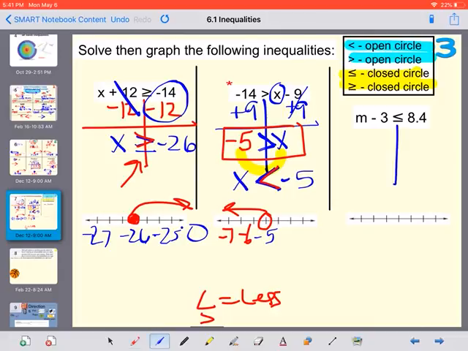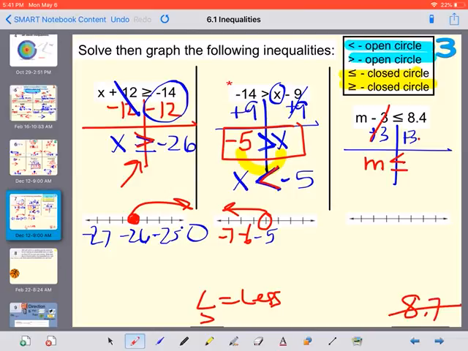All right, last one on this slide. I'm going to add 3 to both sides. 3 minus 3 is 0. So we have m is less than or equal to. Now be careful. If you put 8.7, that's wrong. You need to line up your decimals. This is really 3 point nothing. So we have the 0.4 and 8 plus 3 is 11. So our answer is 11.4.